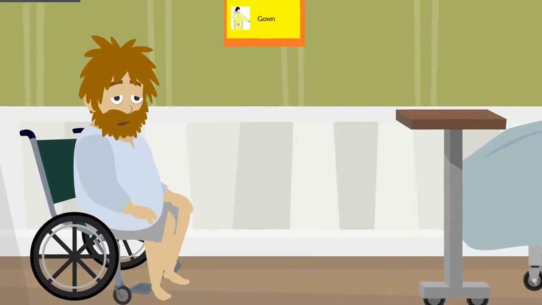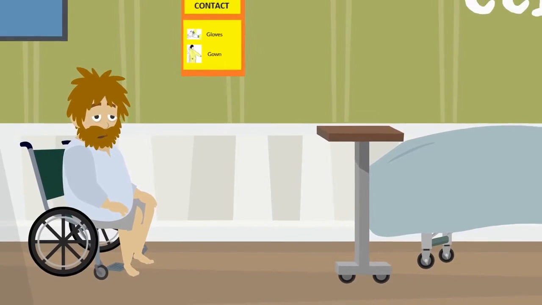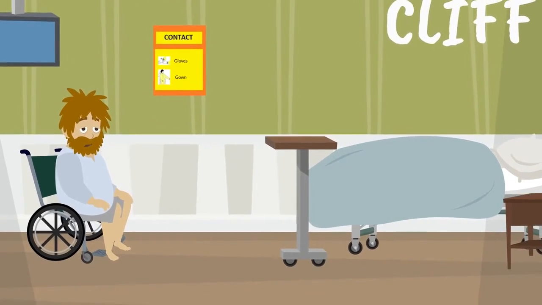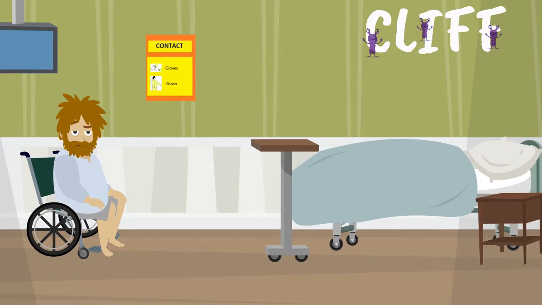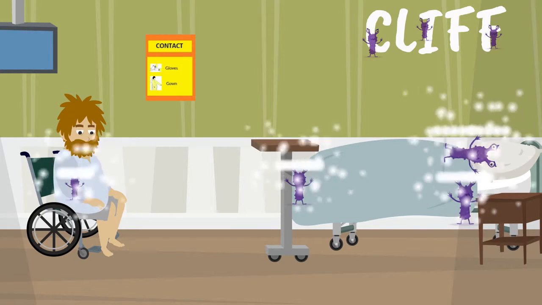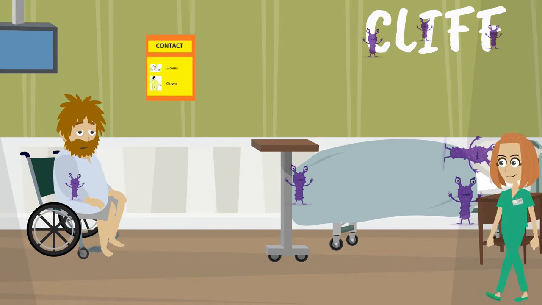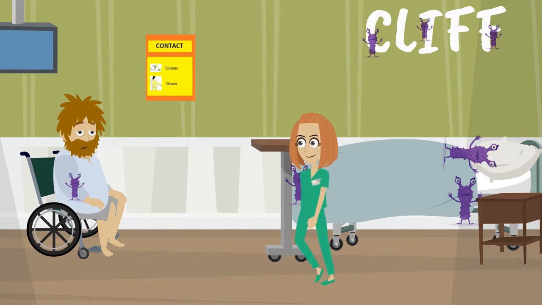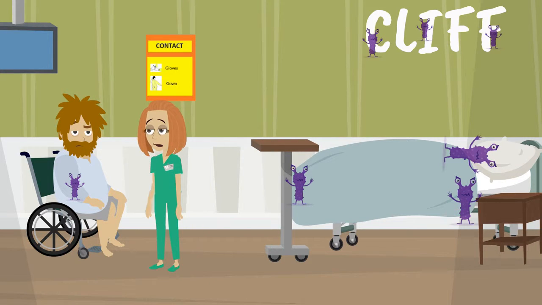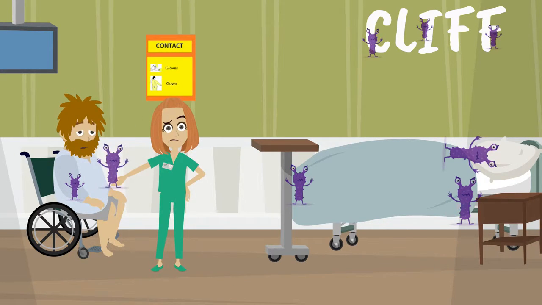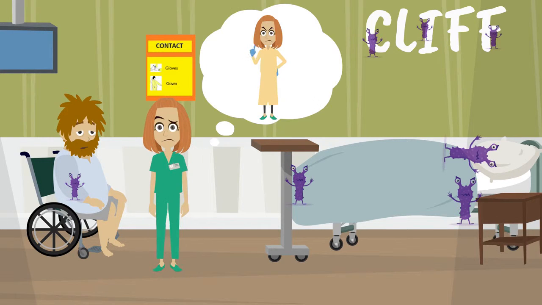Cliff is a hospitalized patient with a C. diff infection. He has been in the hospital for a week in contact precautions. His room has become heavily contaminated with invisible C. diff spores. Unfortunately, his caregivers don't always follow all of the requirements for contact precautions. In fact, on this particular day, they didn't wear an isolation gown or gloves when in his room.